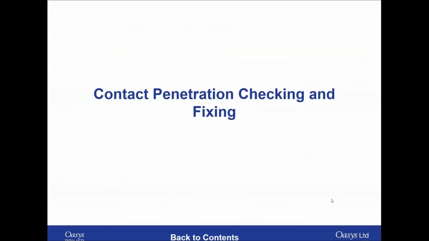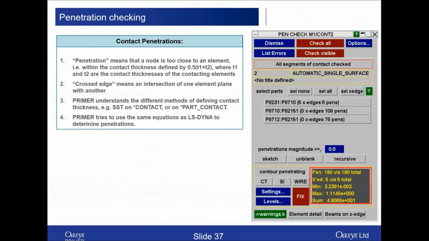I just want to talk a little bit about contact penetration checking and fixing as well. So we have a contact penetration checking tool in Primer, and when you do a penetration check in Primer on a contact, we split up the types of penetrations into two groups really. One is called penetration, and that is where a node is too close to an element, so within the contact thickness. And the other is a crossed edge, and that's an intersection where we have actual intersections between the element planes.